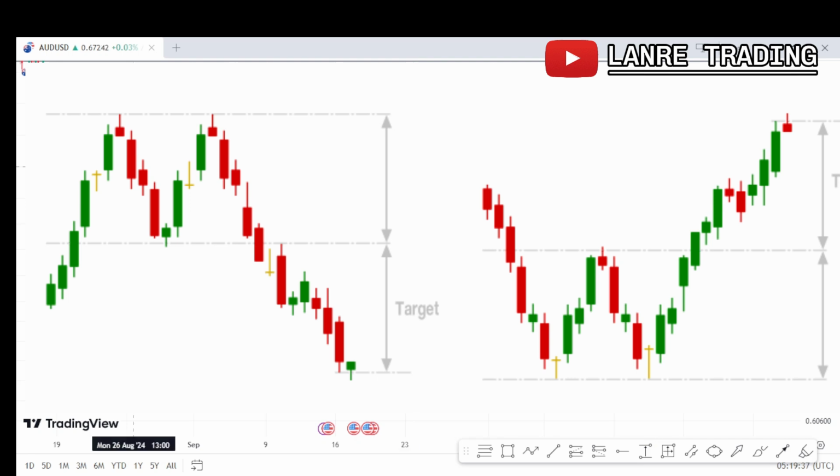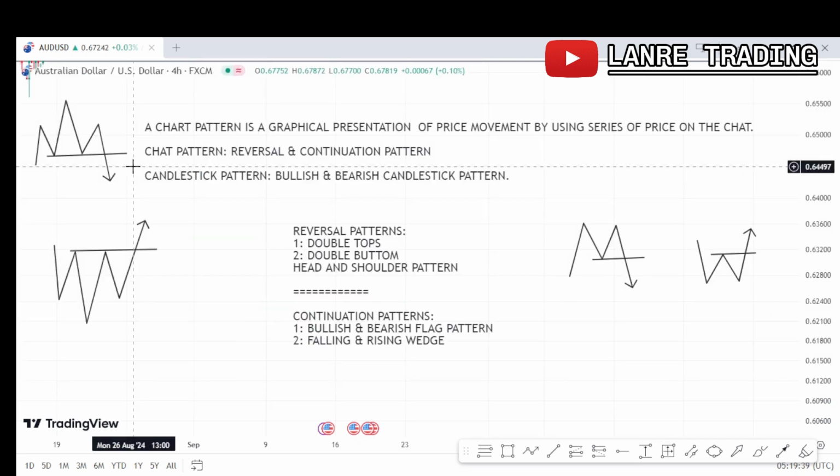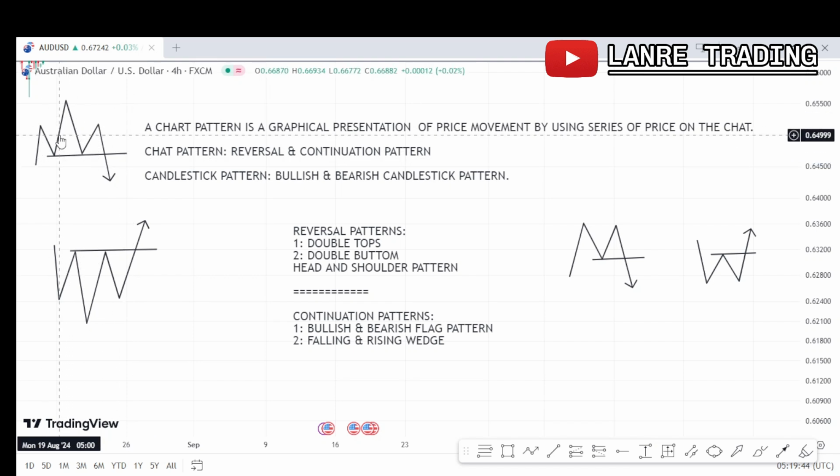We have two types of head and shoulders pattern: the head and shoulders pattern and the inverse head and shoulders pattern, which is a flip of this one. The head and shoulders pattern, we look out for at the resistance level, and we look for the inverse head and shoulders at the support level.